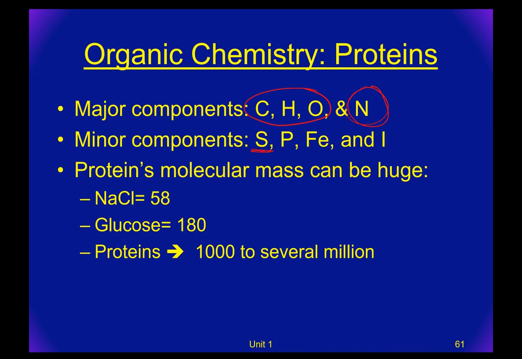Some minor components can include sulfur, phosphorus, iron, and iodine. Something that's kind of unique with a protein, their molecular mass can be huge. So sodium chloride is a molecular mass about 58. Glucose, which is the C6H12O6 that we've been talking about, is about 180. Proteins can be thousands to several million atomic units in molecular mass.